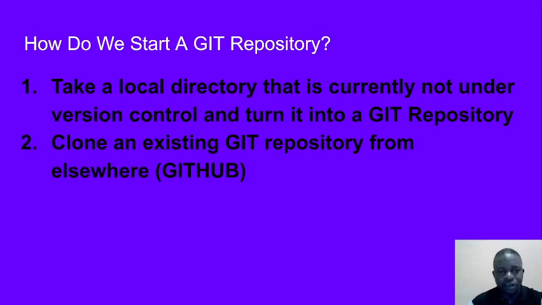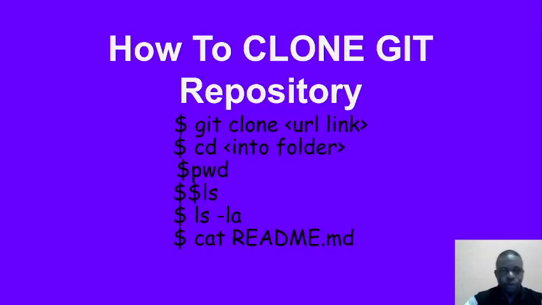I'm not going to dwell on Git and all the definitions; you can check my other videos. How do you start a Git repository? One, you take a local directory that is currently not under version control and turn it into a Git repository. Two, you clone an existing Git repository from elsewhere. So today we are going to clone a Git repository from GitHub specifically.